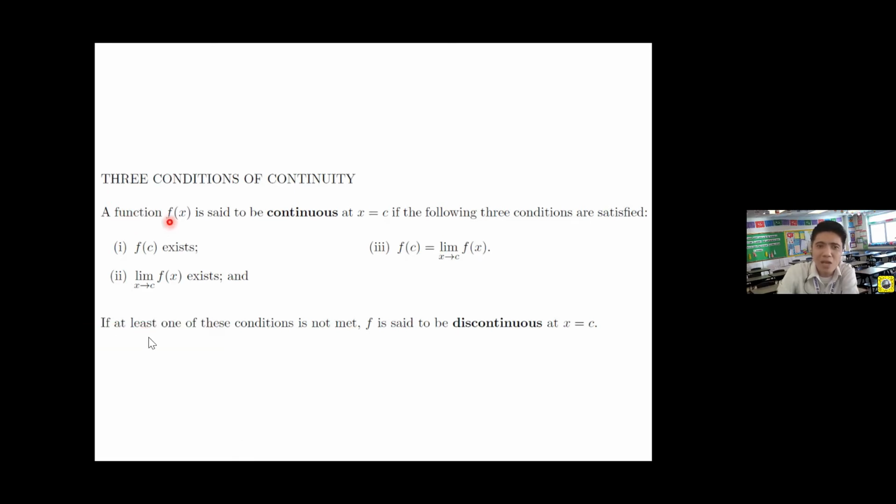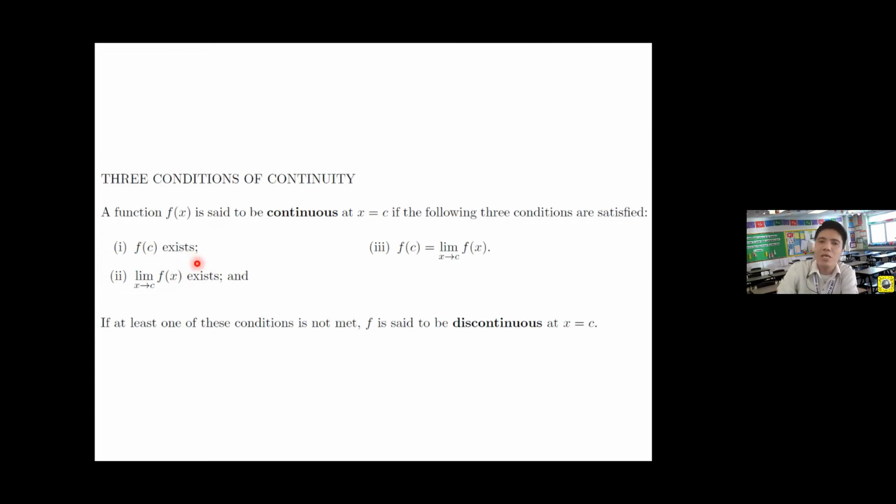A function f of x is said to be continuous at x equals c if the following three conditions are satisfied. First, f of c exists. What does it mean? When you say f of c exists, how do you find f of c? By substitution, right? If by directly substituting c into your function you get a value, meaning the value exists, then f of c exists.